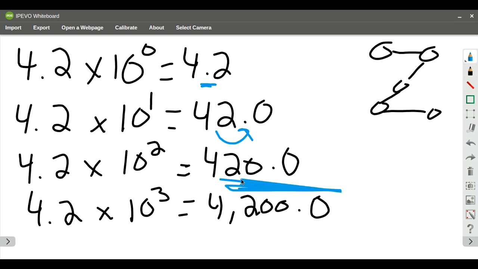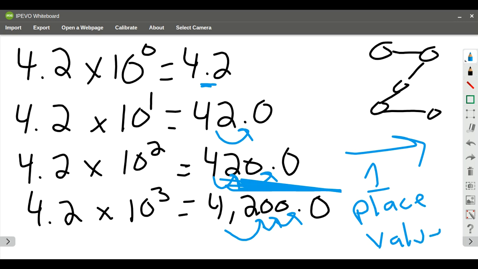Here I've moved 2 places to the right. Here I moved 1, 2, 3 places to the right. So every time I'm moving a place value, it matches my exponent. Here I multiplied by 10 the first time, and my decimal moved to the right once. Here I multiplied by 10 to the second power, and my decimal moved twice. 10 to the third power, my decimal moved 1, 2, 3 times. So the pattern we have is that every time I multiply by a power of 10, the decimal moves to the right one place value.